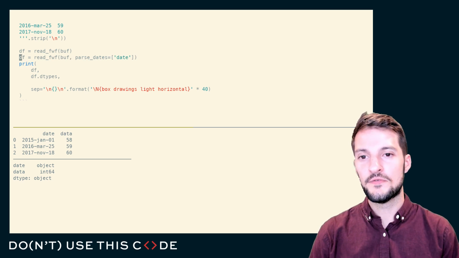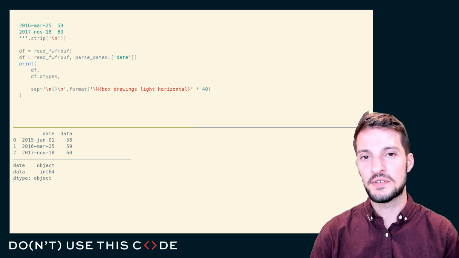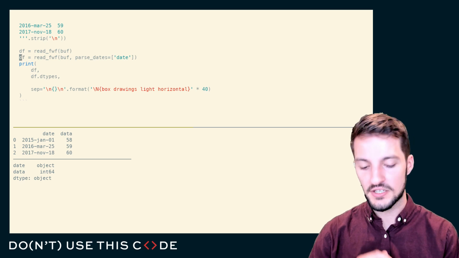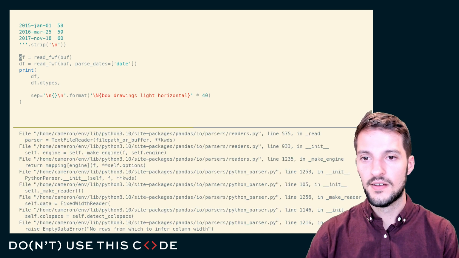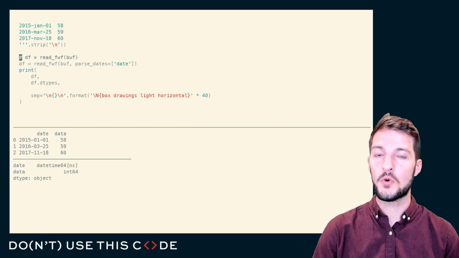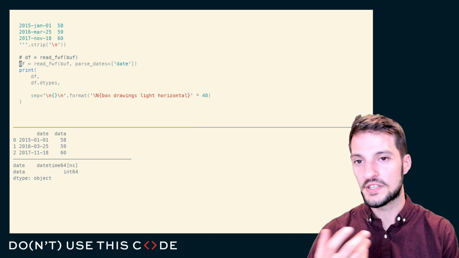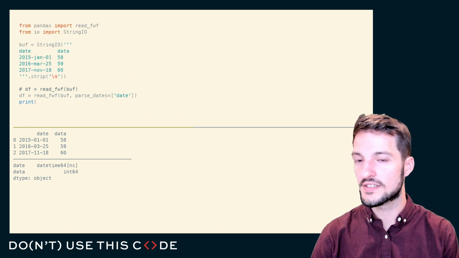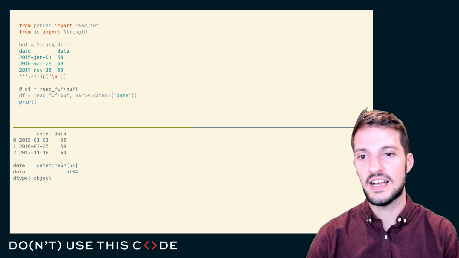I'm using this read fixed width format function, but this also exists in read CSV. You can actually have Pandas parse the dates for you. And so when you do this, instead of inferring this date column as a column of strings, Pandas will say, hey, I'm going to try and make sense of this string. I'm going to try and store it as a date time.